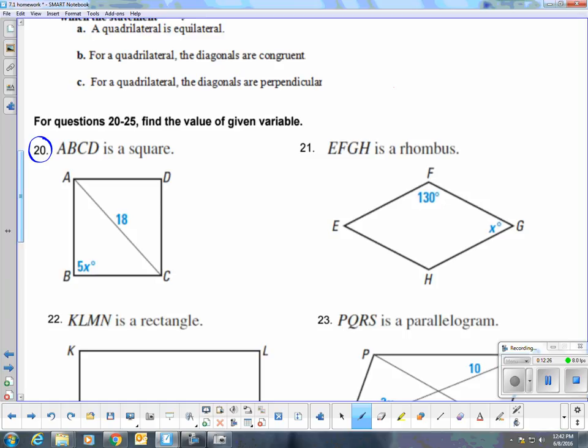So in number 20, we have a diagram of a square, and it says to find the value of the given variable. So we're looking for the value of x. And what we know about the angles in a square is that they are each 90 degrees. So therefore, I can say that 5x must be equal to 90 degrees.